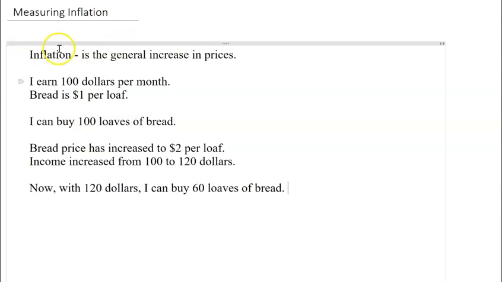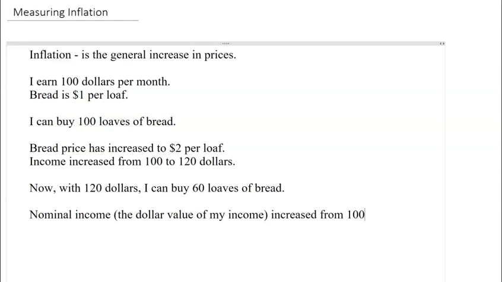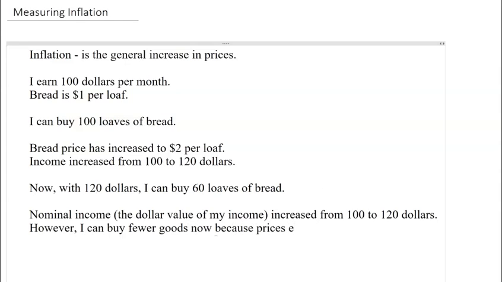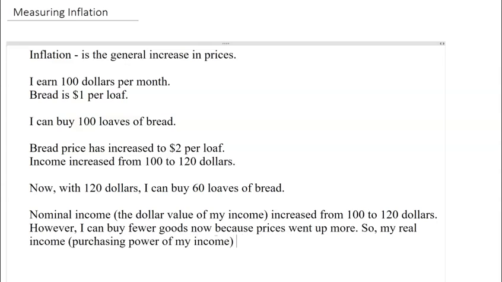Now that's a problem. Before, my income was $100, and it has gone up to $120. However, since price has gone up at a far greater percentage, now I can actually buy fewer loaves of bread. So economists then say that we are now effectively poorer. In this case, I will say nominal income, which is basically the dollar value of my income, increased from $100 to $120. However, I can buy fewer goods now because prices went up more. So my real income, which is the purchasing power of my income, decreased.